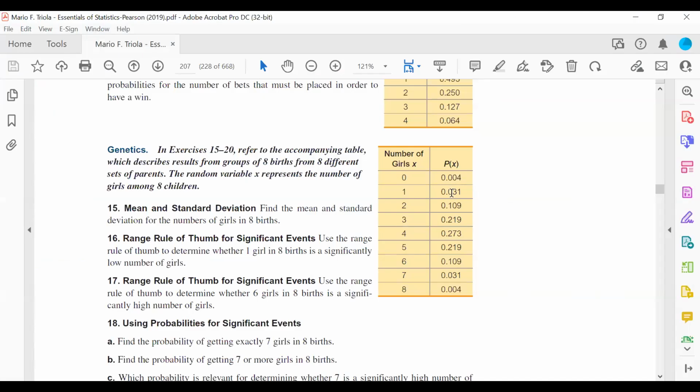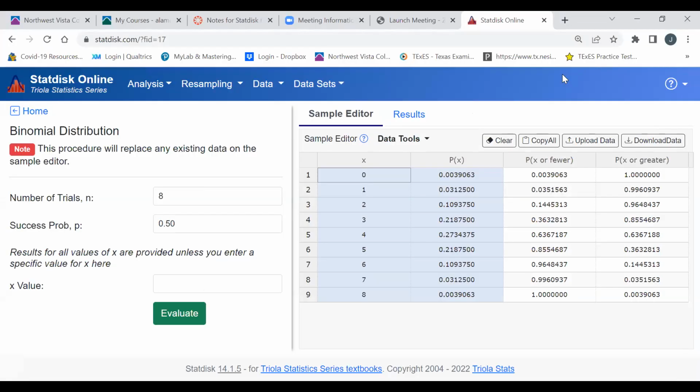Here's the one in the book. Here are your P of X. Notice that the P of X values have been rounded to 3 places behind the decimal. Well, in StatDisk, it didn't do that, right? So you will have to round your P of X values to 3 places. So these 2 columns are your probability distribution table. It creates your probability distribution table.